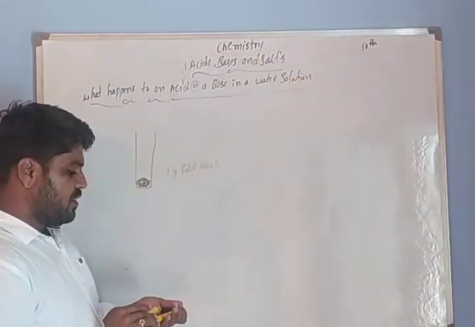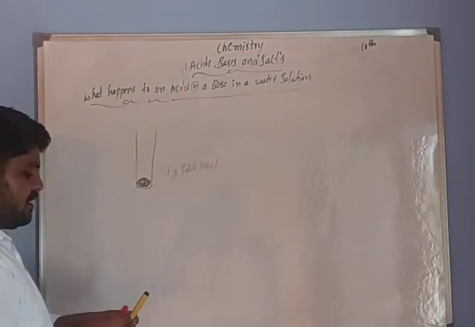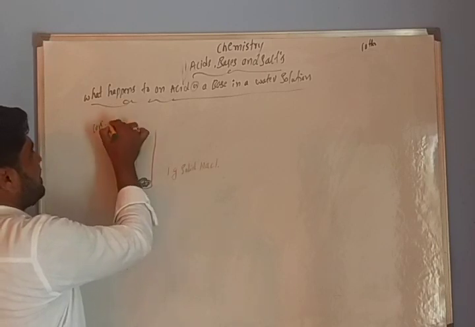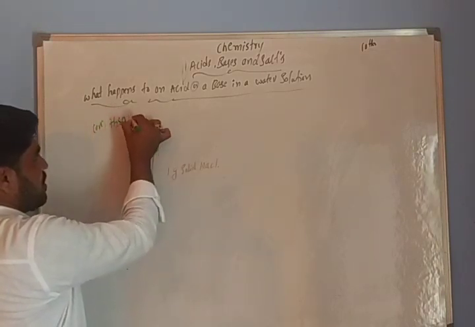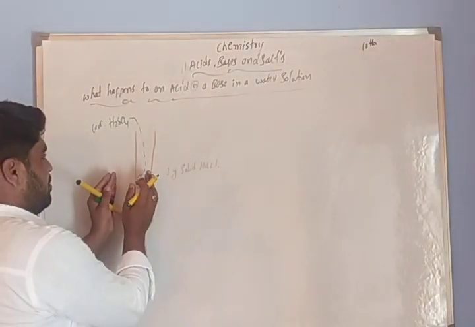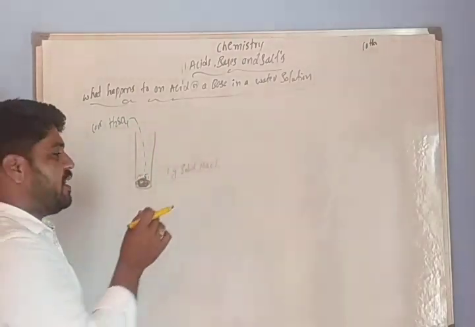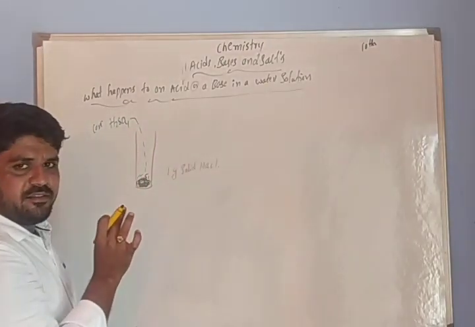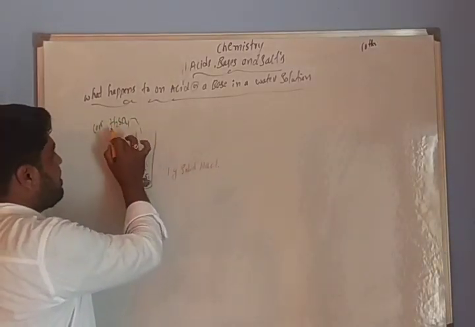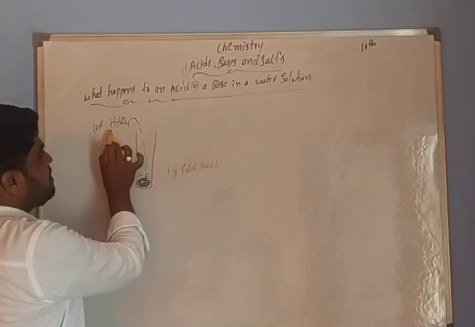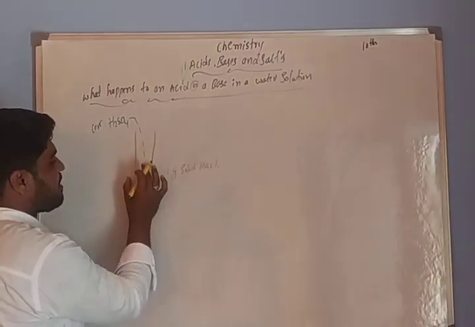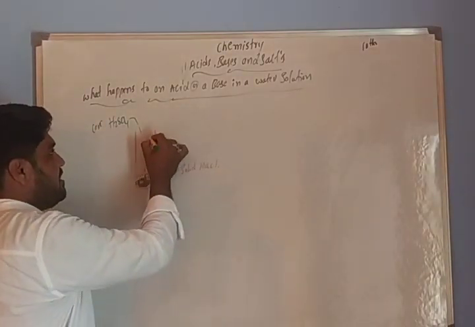For this test tube, I am going to add a few drops of concentrated H2SO4. So, I am taking one test tube. For this test tube, I am going to add 1 gram of sodium chloride. In this test tube, solid sodium chloride is there. For this solid sodium chloride, I am going to add concentrated H2SO4. After adding concentrated H2SO4, a gas is liberated.